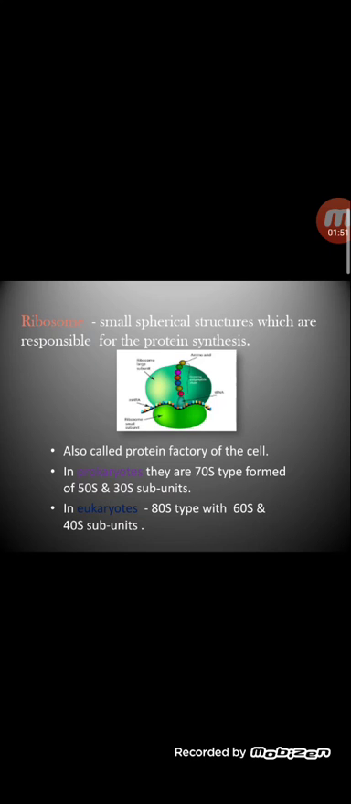Next one is ribosome. So ribosome is otherwise called the protein factory of the cell because it is responsible for protein synthesis. It is the site responsible for the protein synthesis, and it is a small spherical structure made up of two subunits, one large subunit and one small subunit. In prokaryotes, they are 70S type formed of 50S and 30S subunits, and in eukaryotes it is 80S type with 60S and 40S subunits.